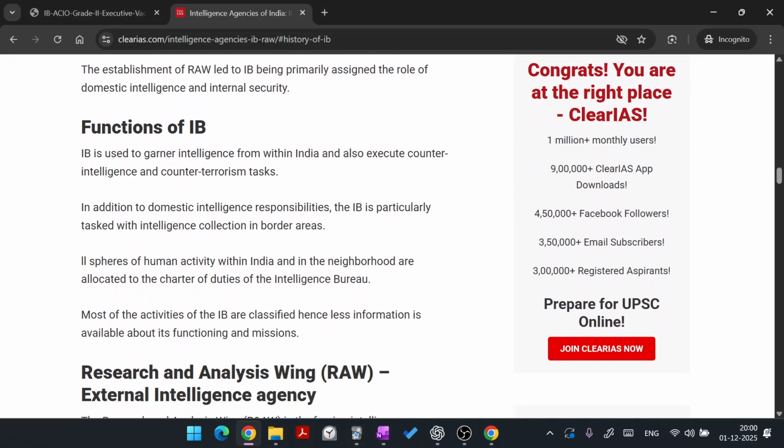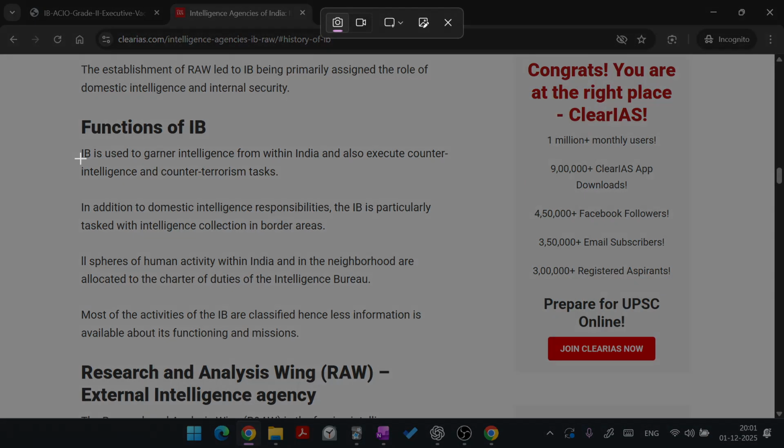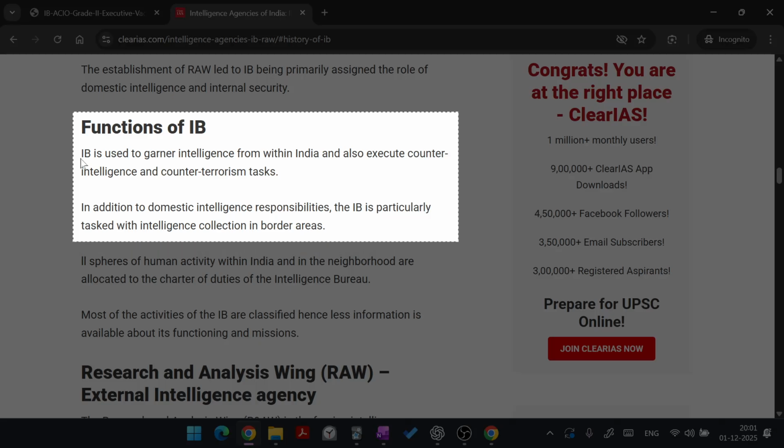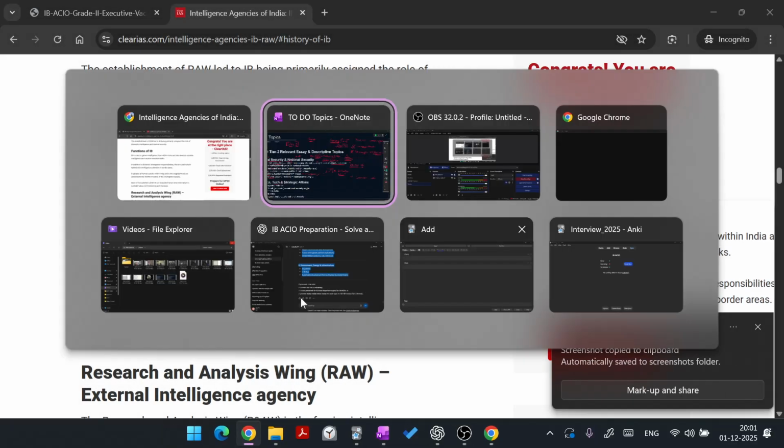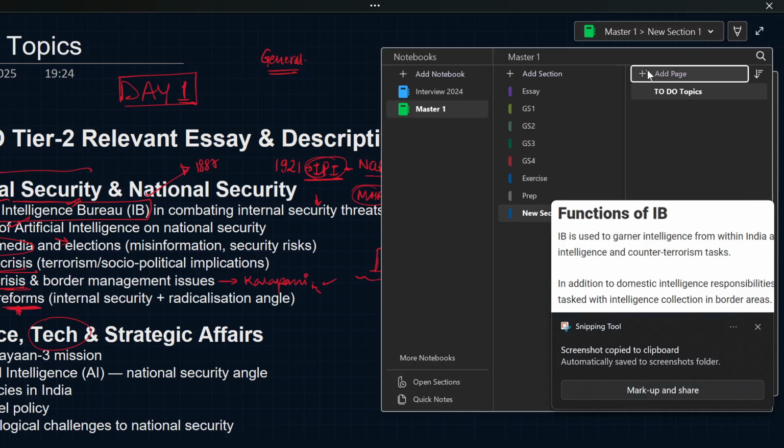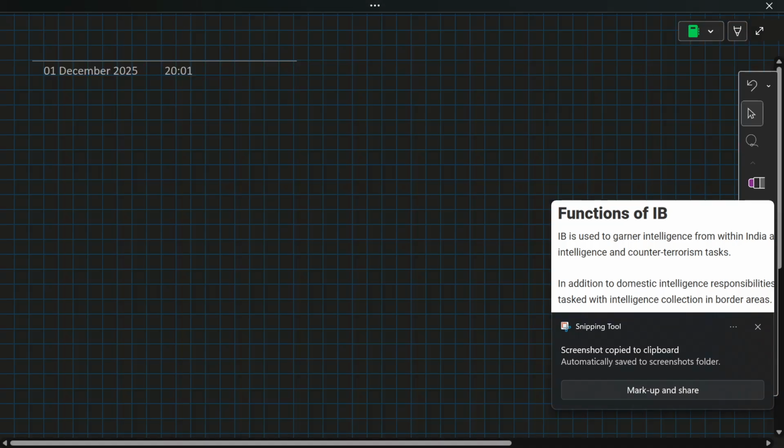Now, in addition to domestic responsibility, IB used to garner intelligence from within India and also execute counterintelligence and counterterrorism tasks. We know that. In addition to the domestic intelligence responsibilities, IB is particularly tasked with intelligence collection in broader areas and spheres of human activity. So we got to know that these are the main functions of IB, and the rest is nonsense.